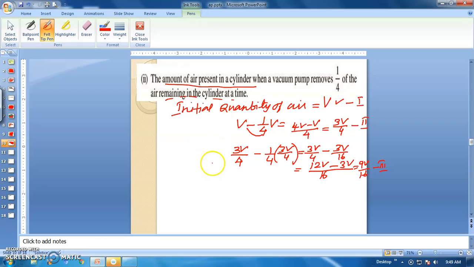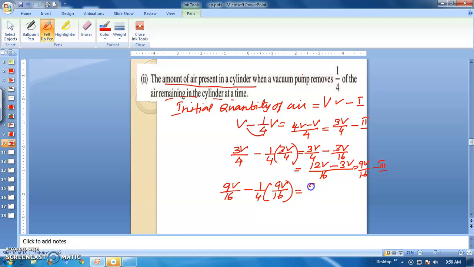And what about the next time? Now 9V by 16 volume is there. So we have to subtract again 1/4 of the same volume, that is 9V by 16. Likewise only they are given here. The vacuum pump removes 1/4 of air remaining in the cylinder. Now it is remaining 9V by 16, and again for the next time it will be reduced by 1/4 of the same volume. That's why multiplied with the same.